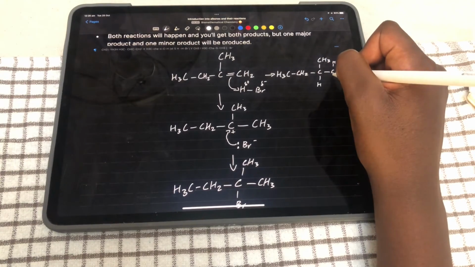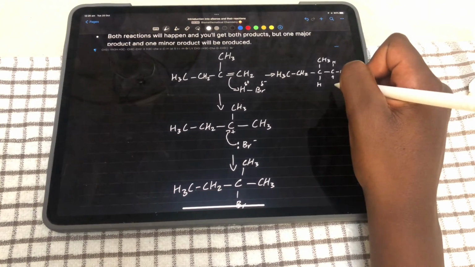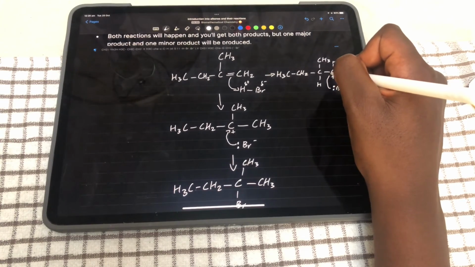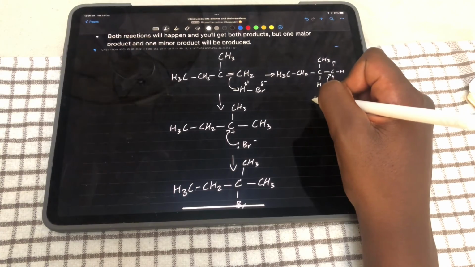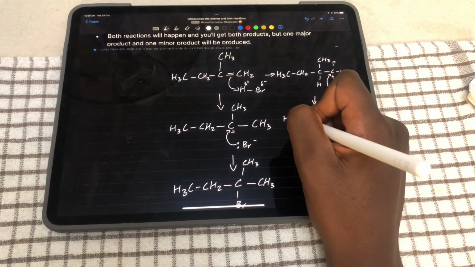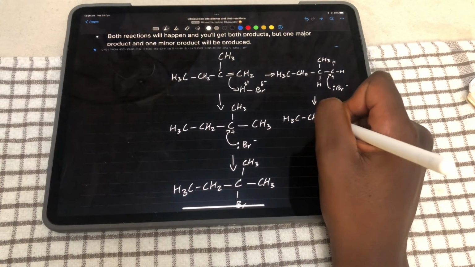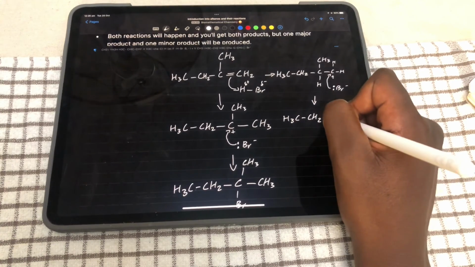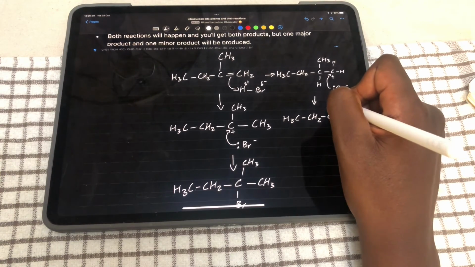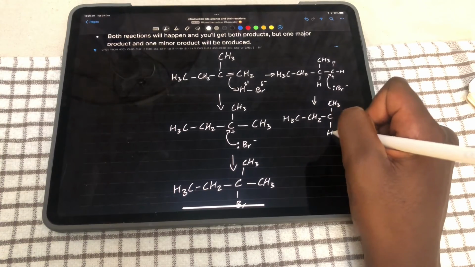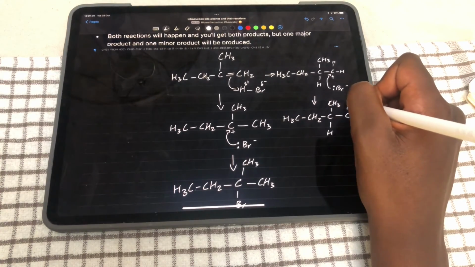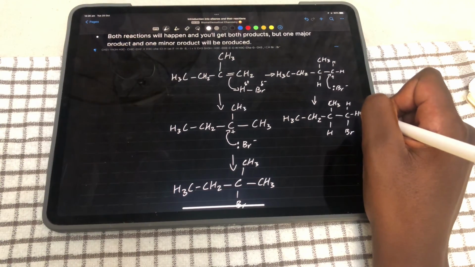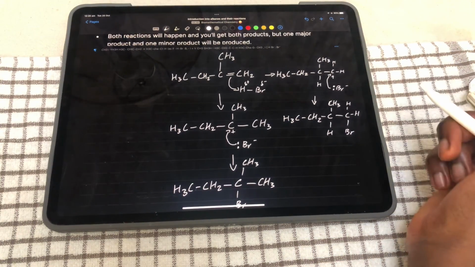So you have your carbocation forming here, and your bromide is acting as a nucleophile. And then you would form your minor product, which would be 1-bromo 2-methyl butane. Yes. 1-bromo 2-methyl butane, and that's it.